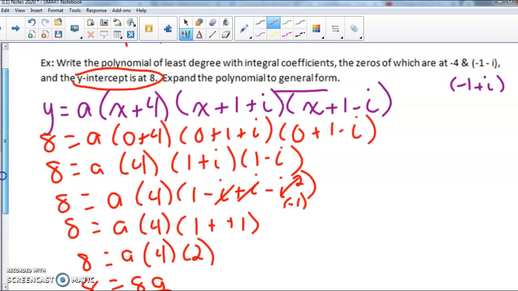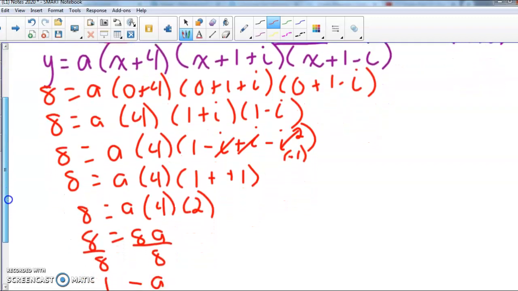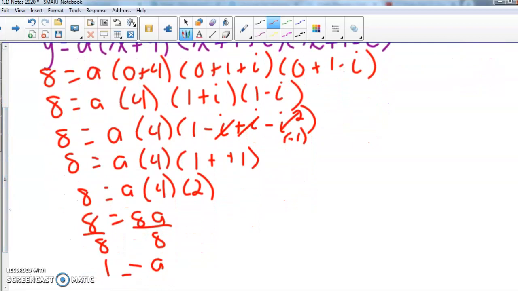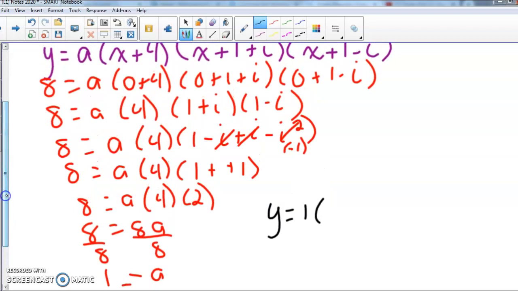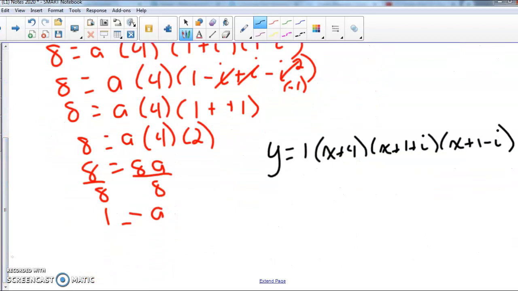Okay, now, if this had said factored form, my life would be so much easier, but it doesn't, so I have to keep going from what it tells me. So I can start and say, okay, y equals, my lead coefficient is 1. I have a factor at x plus 4, a factor at x plus 1 plus i, and a factor at x plus 1 minus i. Because it says general form, I have to expand this. If it had said factored form, I'd be done.